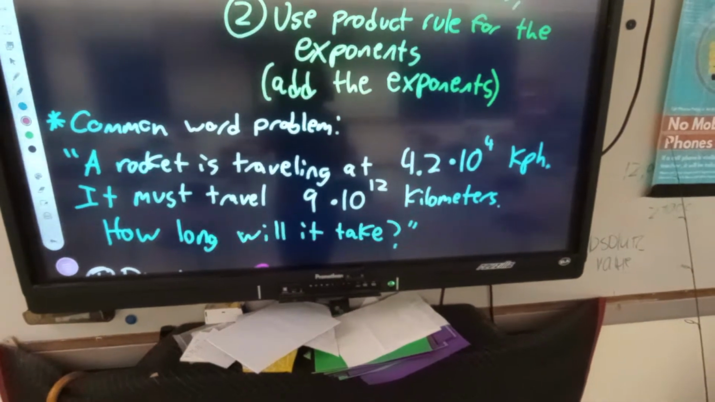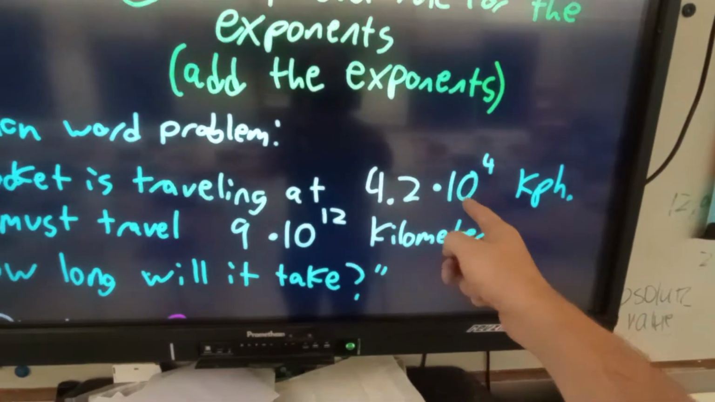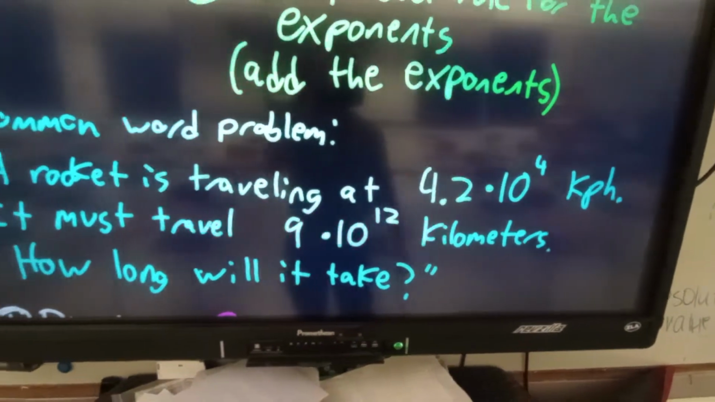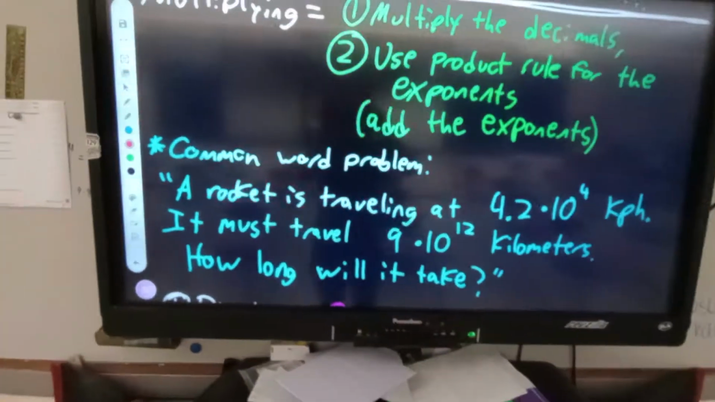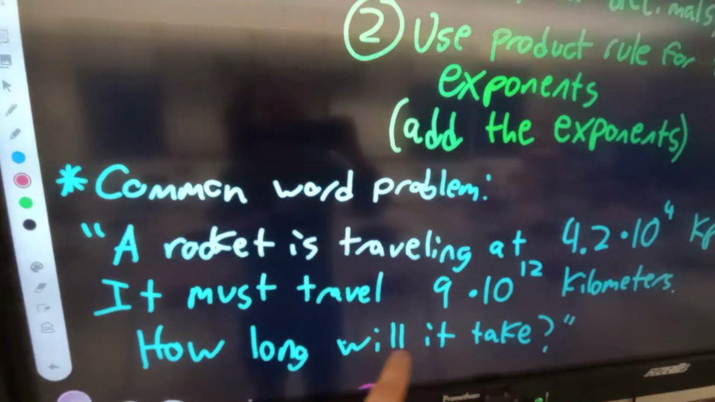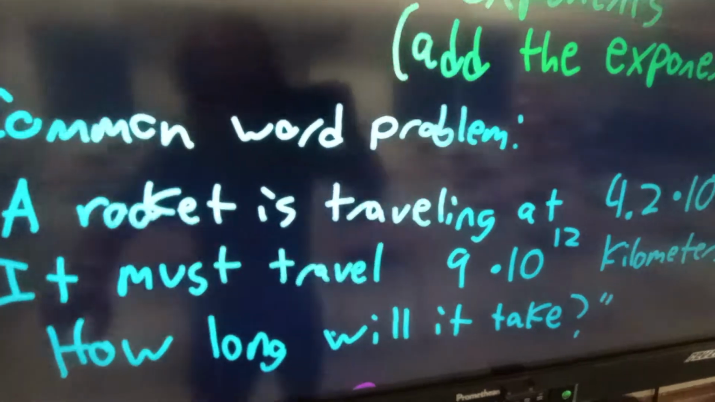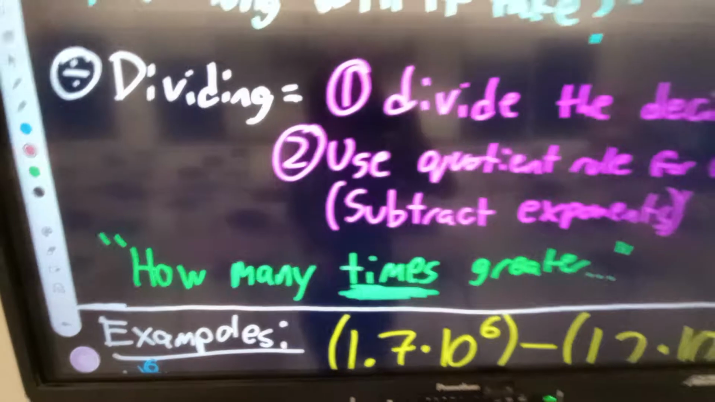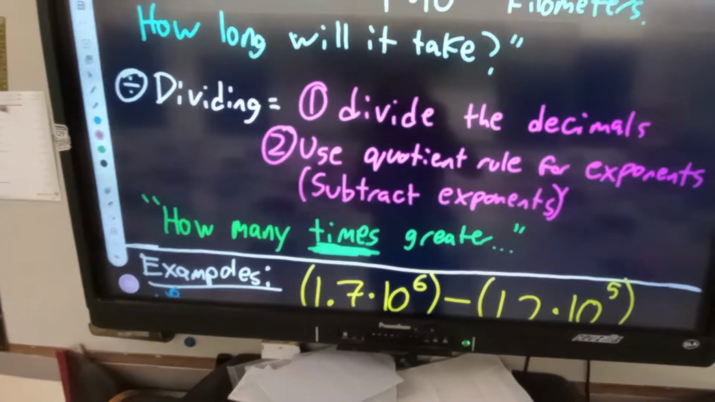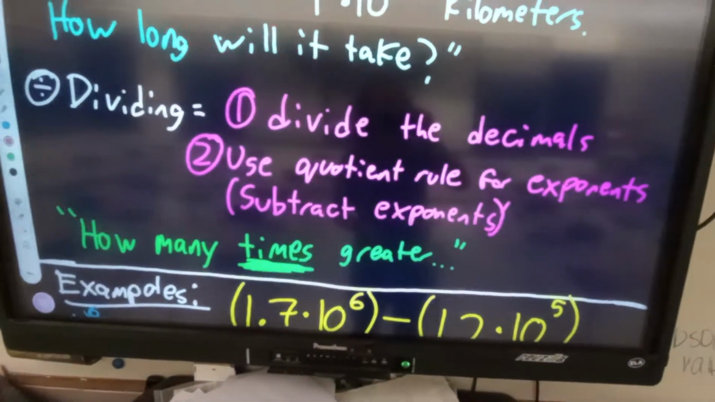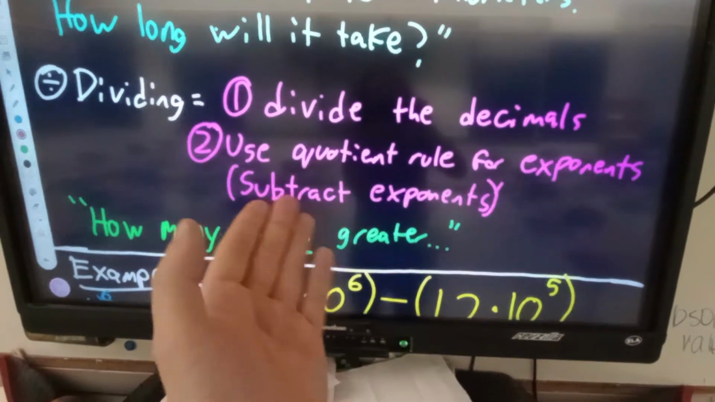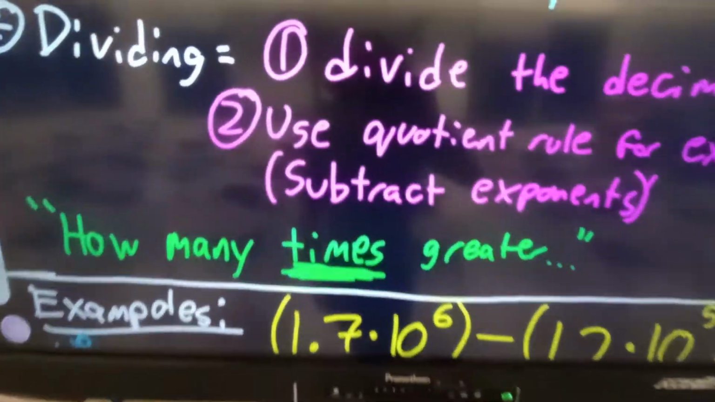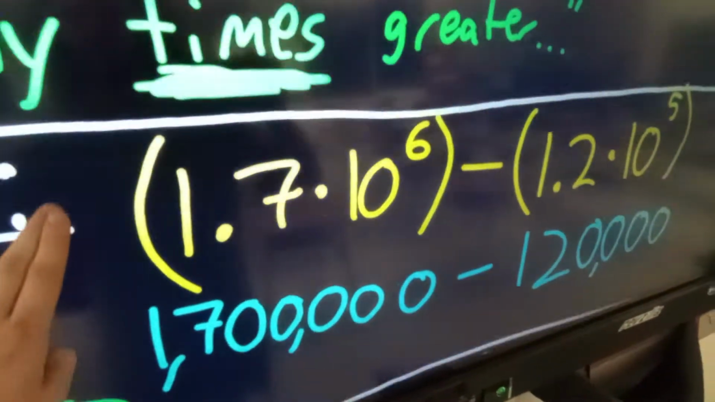So in this problem, we would multiply our rate of travel, which is 4.2 times 10 to the fourth, times 9 times 10 to the 12th. That is how we would do this sort of word problem. But you should know this is relatively uncommon in problems that I've seen. Division, on the other hand, is very common. For division, it's a similar process. You're just going to divide the decimals and then use the quotient rule for the exponents, meaning you will subtract the two exponents. So down below, I put a few examples of how to do some of these problems.